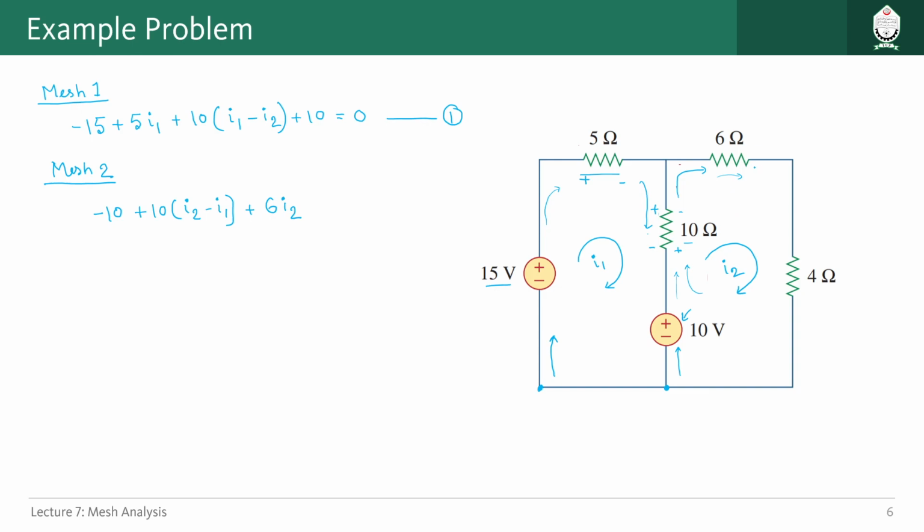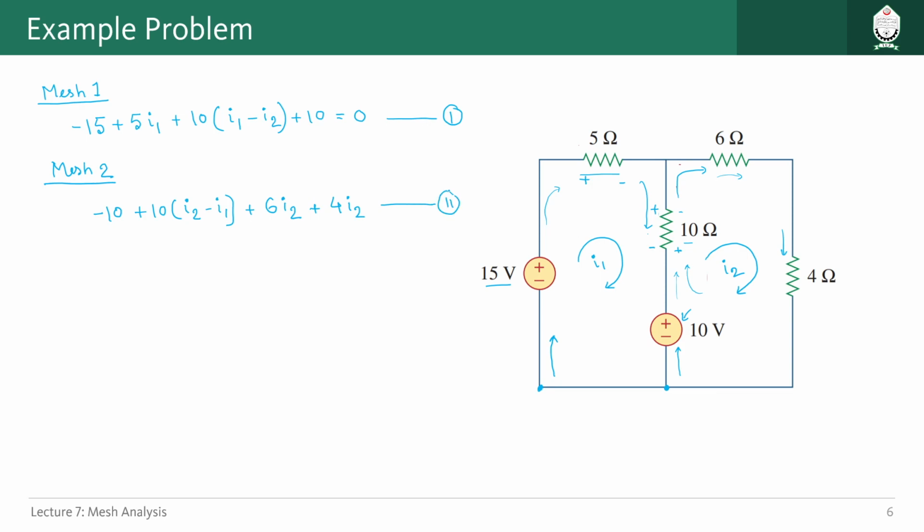So finally we had this, we already calculated for 6 ohm. Finally we have to calculate for 4 ohm, where we are going in the clockwise direction and I2 is in the clockwise direction, so it should be positive. We can just write 4 I2, right?